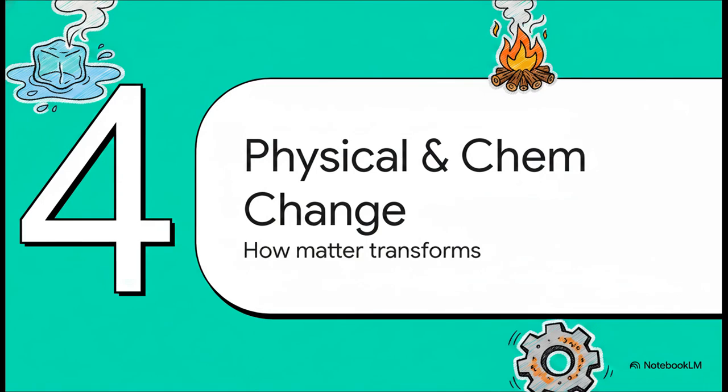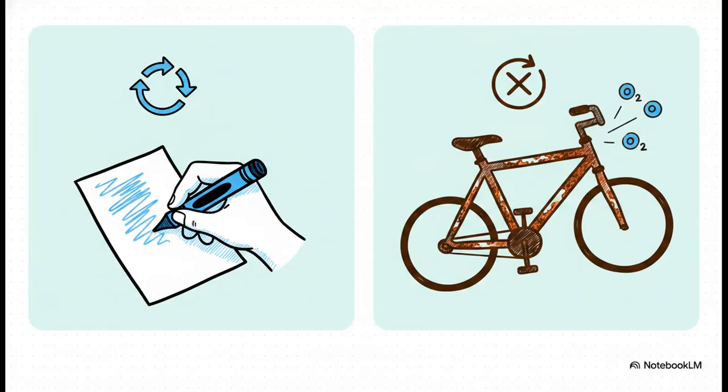Let's look at how matter actually transforms. So, think about coloring on paper with a crayon or, I don't know, picking tomatoes out of a salad. You're making a physical change. The crayon wax is still wax, the paper is still paper. It's purely physical and usually pretty easy to reverse.